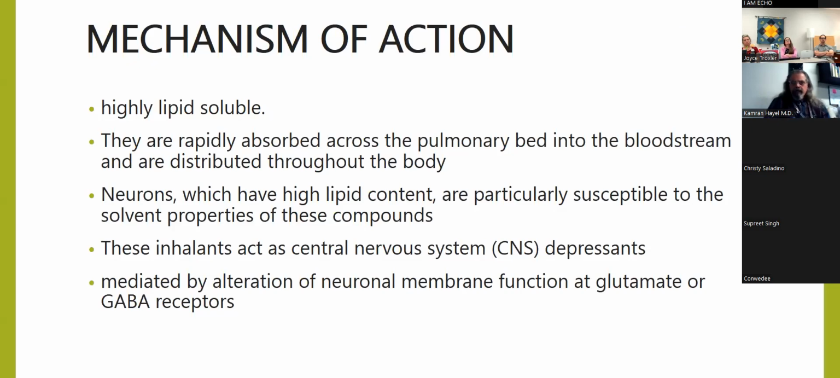Now, how the inhalant works. Most inhalants are highly lipid soluble. So when they are inhaled, they go to the lung, and from the pulmonary bed go to the bloodstream immediately. So rapid absorption exists. When it's lipid soluble, where do we have more lipid? In the brain and the CNS. So the central nervous system is very vulnerable to this kind of substance, and you will see the effect of that. The mechanism of action is mediated by the GABA receptors and glutamate receptors functioning on the membrane of the neuron in the CNS.